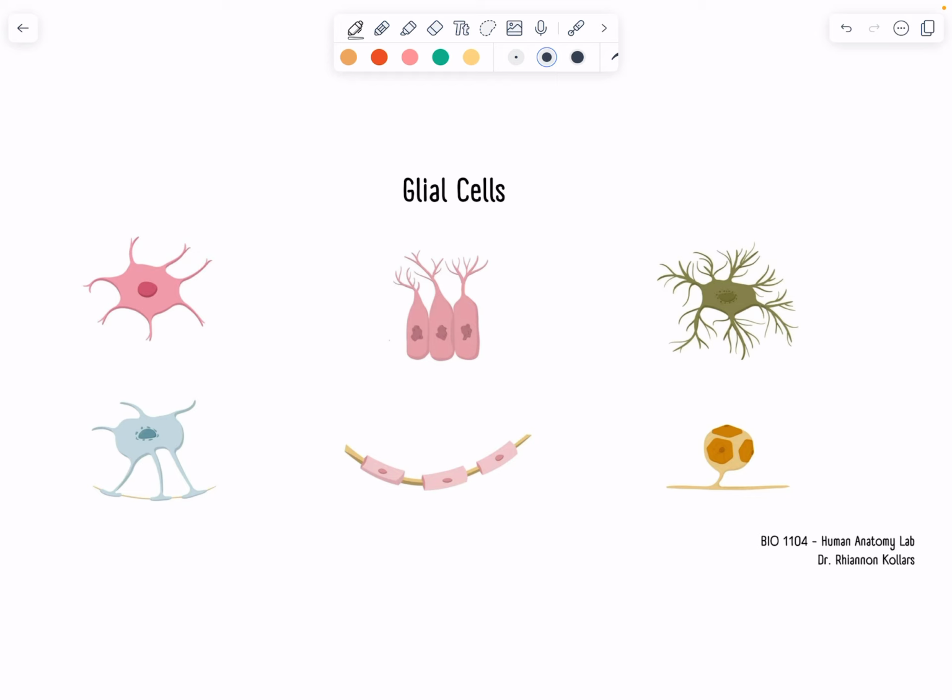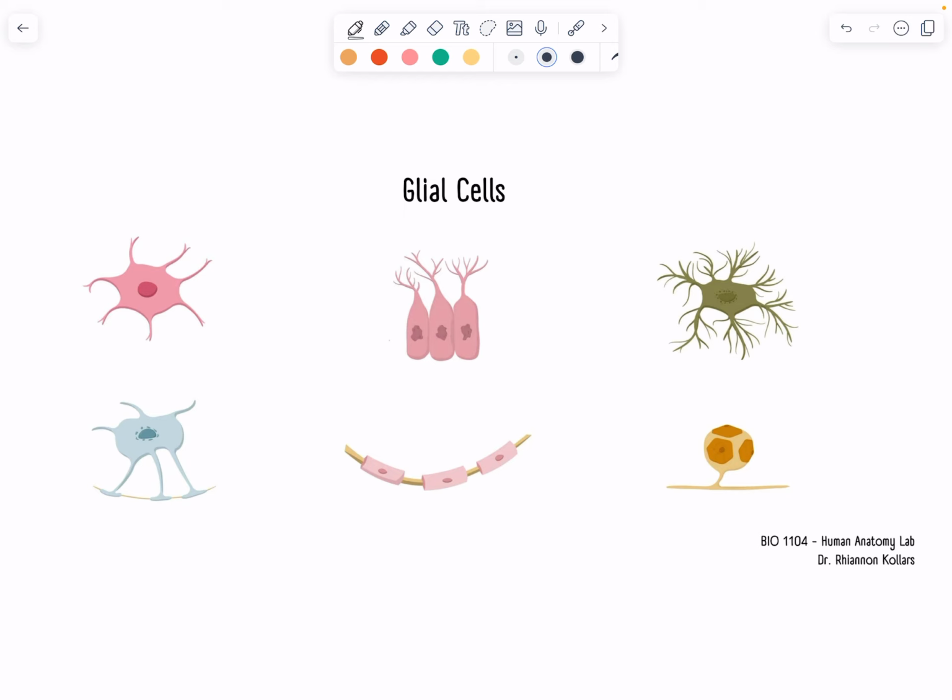In your workbook, you have a little chart that has the list of the glial cells, and then function and then location. That location is either going to be central nervous system or peripheral nervous system. I might give you some specifics in here that you could add in if that will help you for lecture, but in lab you just need to know central nervous system, peripheral nervous system, as well as the functions.